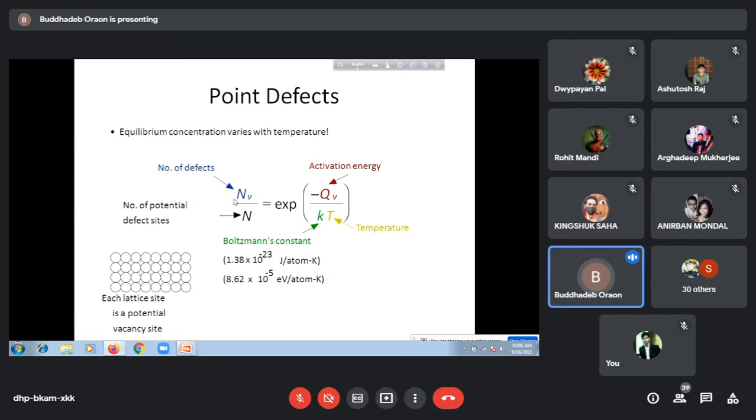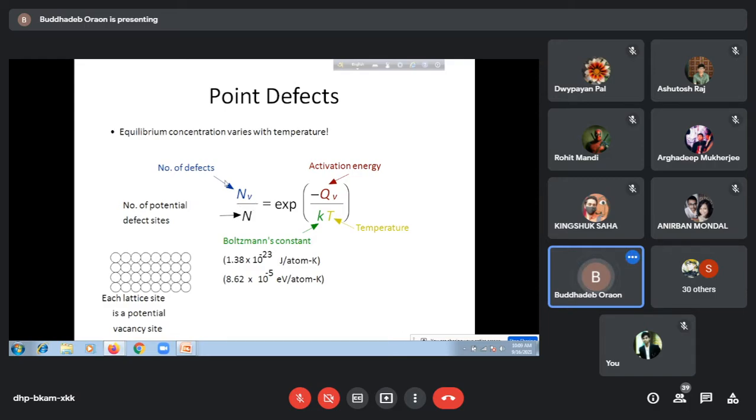Then another term we have already used, creep rate. Creep actually depends on temperature. Then the electrical conductivity of a material also depends on temperature. We will see how when we discuss semiconductor devices and electrical properties. There are so many processes known as thermally activated processes, and also the production of point defects is a thermally activated process.